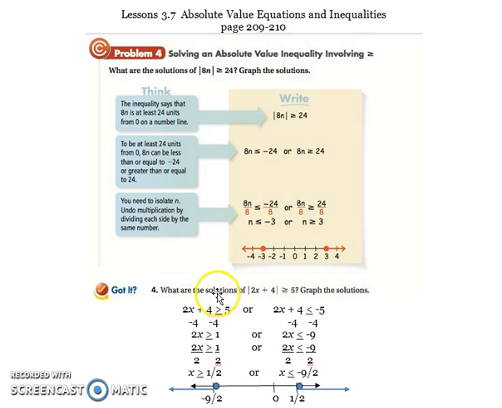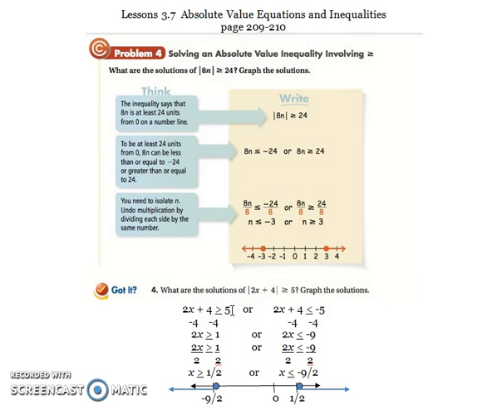Got it. Number 4. What are the solutions of the absolute value of 2x plus 4 greater than or equal to 5? Graph the solutions. So, you always take the original, so 2x plus 4 greater than or equal to 5, but notice we're not writing the absolute value now. We're taking what's inside the absolute value and saying what it can be equal to.